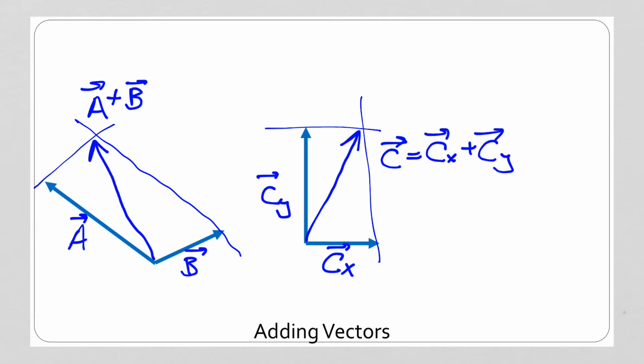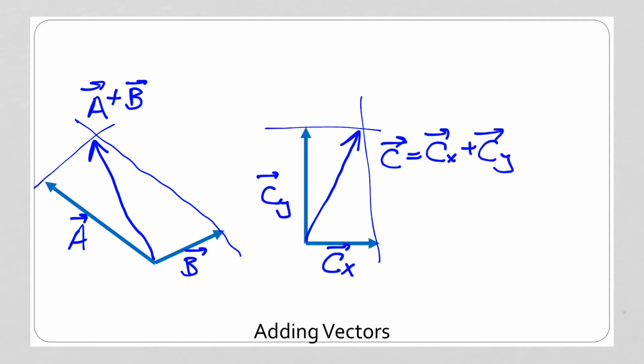The point of this is that if I can say that this vector C is the sum of these two vectors Cx and Cy, then I could also say that any arbitrary vector C could be broken up into these two vectors. If these two vectors added together equal one vector, then any one vector could be thought of as two vectors added together. Specifically, one vector in the x direction and another in the y direction.